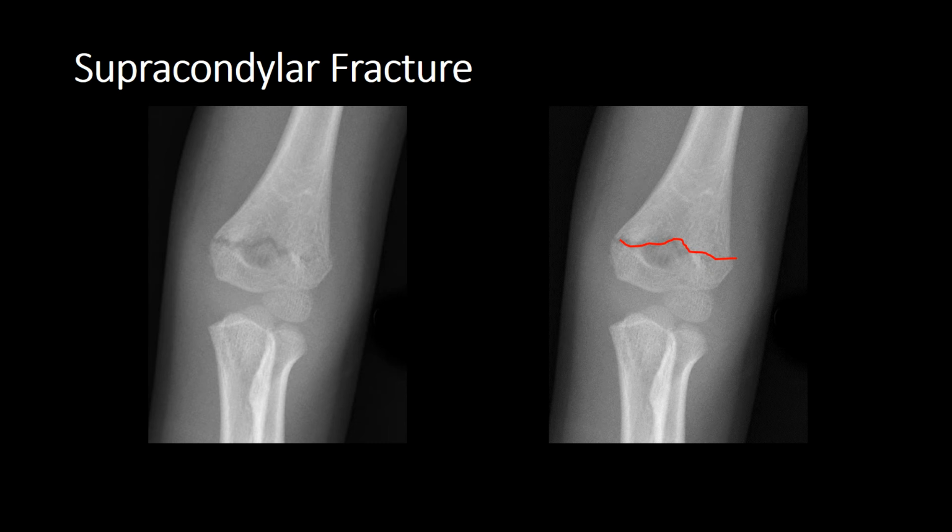Now let's look at supracondylar fractures. These are the most common injuries to the paediatric elbow. We can clearly see that this is the medial epicondyle and this is our lateral epicondyle. And with our supracondylar fractures, they always bisect the coronoid and olecranon fossae. So we can see this transverse line bisecting the supracondylar region.